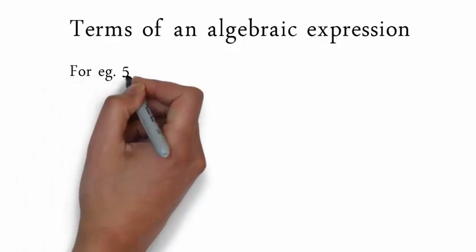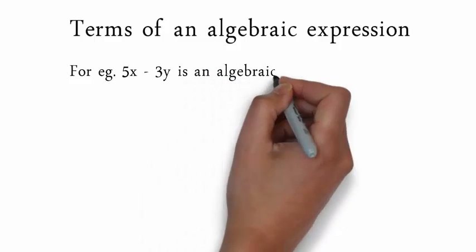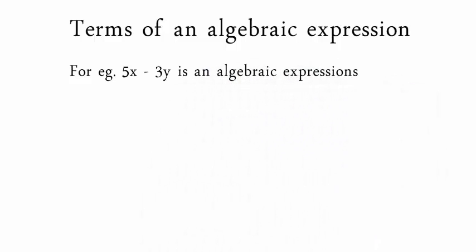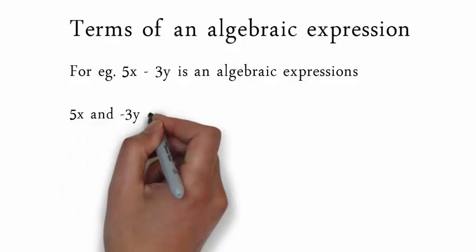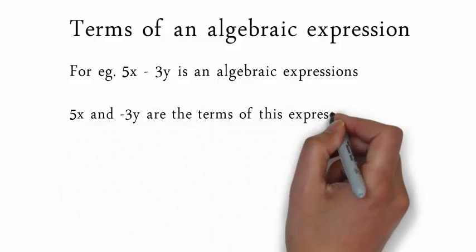Terms of an algebraic expression. The parts of algebraic expressions are connected by plus or minus signs. Each part along with its sign is called a term of the algebraic expression. For example, 5x - 3y is an algebraic expression. 5x and -3y are the terms of this expression.